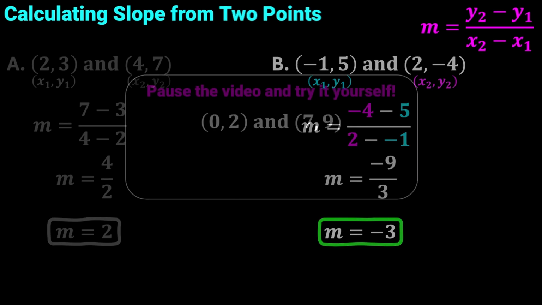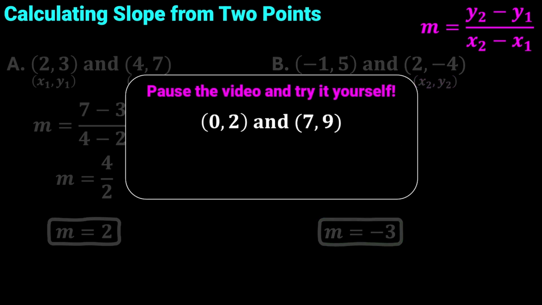Now take a look at this last problem, and pause the video and try it for yourself. Your first point is (0, 2), and your second point is (7, 9). Pause the video now, and we're going to go over the answer in 3, 2, 1. Did you get slope is equal to 1? If so, you're correct.